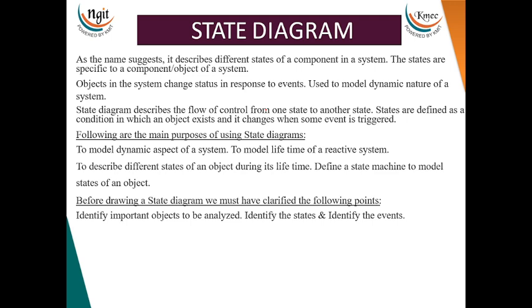The state diagram describes the state component of the system. Objects in the system change status in response to an event. What is that event? How is it captured? That is the dynamicity of the project or of that state. The state diagram describes the flow of control from one state to another. More importantly, it is a reactive system.